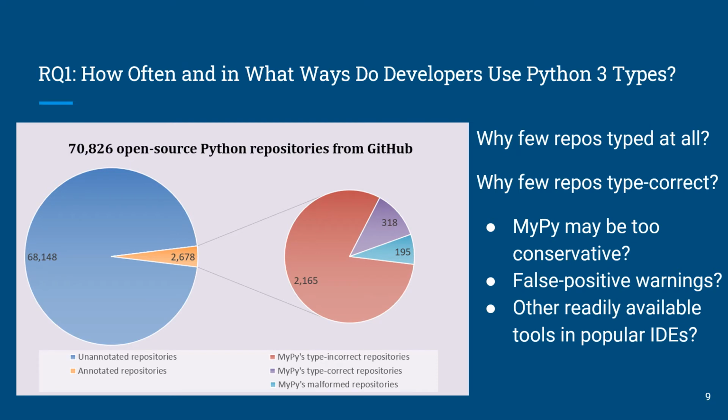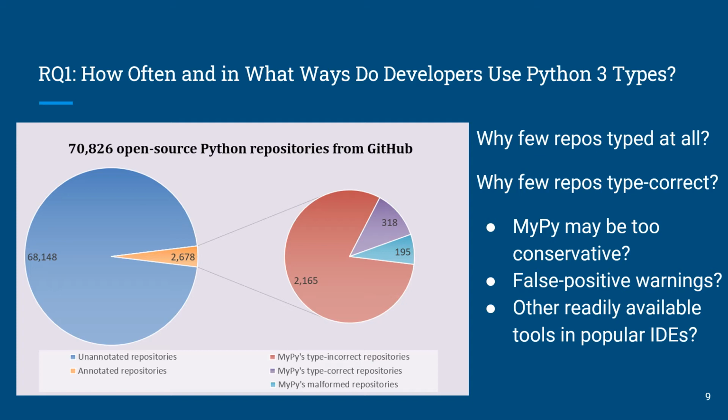First, we look at how developers use types. We examined a collection of 70,000 Python repositories from public GitHub. 2,678 repositories have at least one type annotation in at least one file. Of these, only 318 repositories pass MyPy.